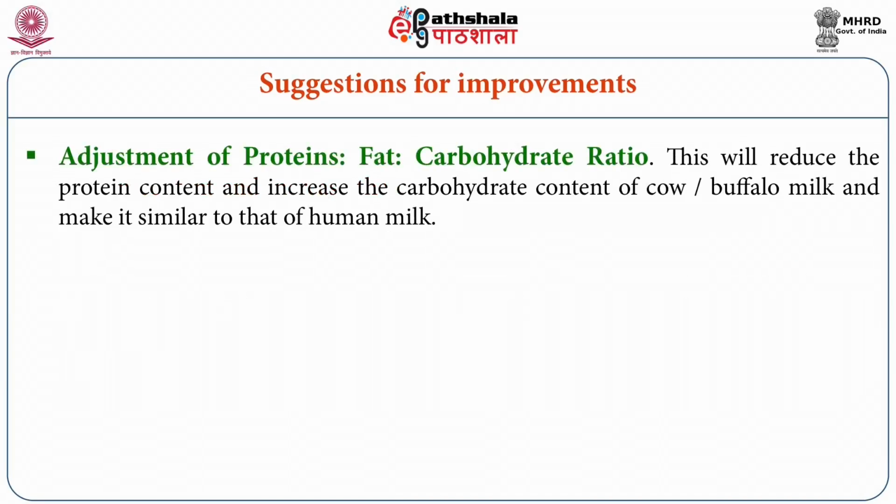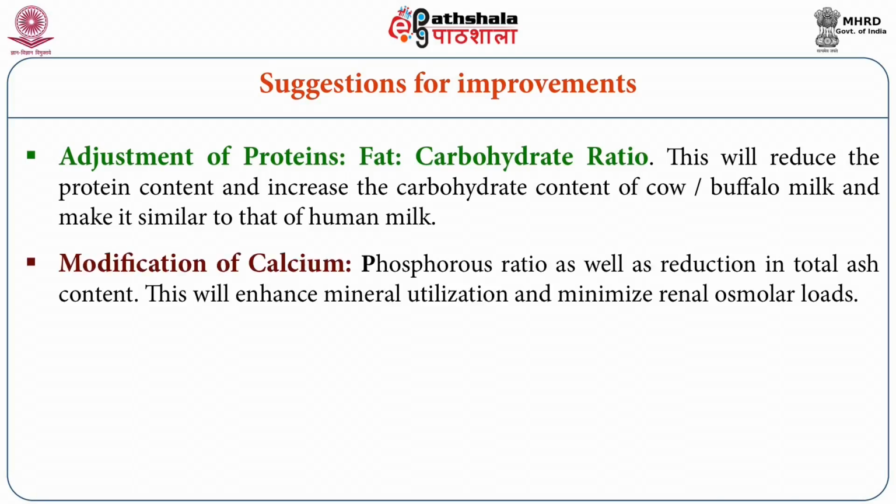Another suggestion is adjustment of the proteins to fat to carbohydrate ratio. This will reduce the protein content and increase the carbohydrate content of cow or buffalo milk and make it similar to that of human milk. Another suggestion is modification of the calcium to phosphorus ratio as well as reduction in total ash content. This will enhance mineral utilization and minimize renal osmolar loads in infants.